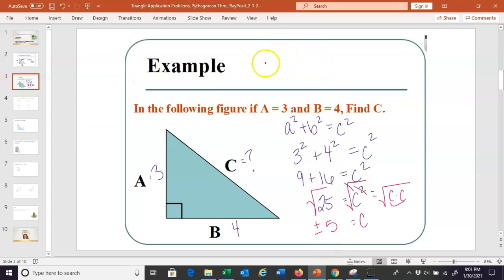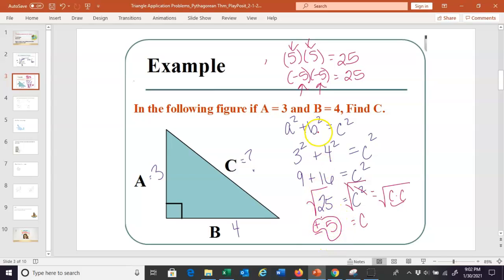Remember, you always have that positive answer and the negative answer. And if you don't believe me, let's look up here. 5 times 5 is 25. There's the positive answer, the positive 5. And also, check out negative 5 times negative 5. That is also 25. So we also have the negative answer. That's why you're always going to have a plus or a minus. But you want to look at the context of your problem. We're talking about the length of a side of a triangle. You guys think we'll ever have negative length? The answer to that is no.